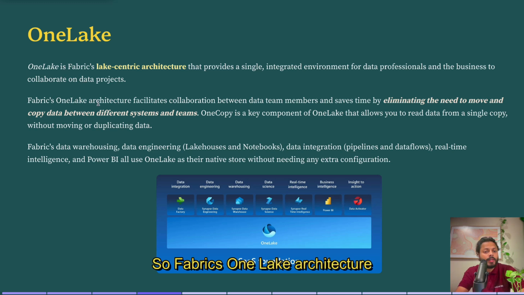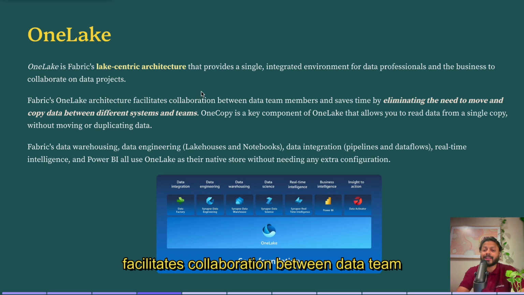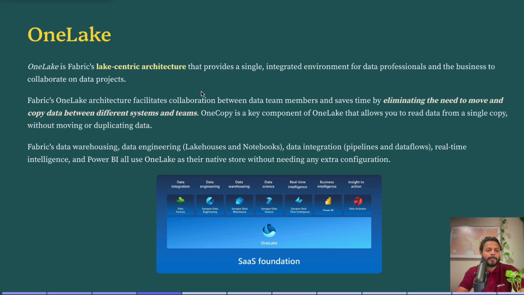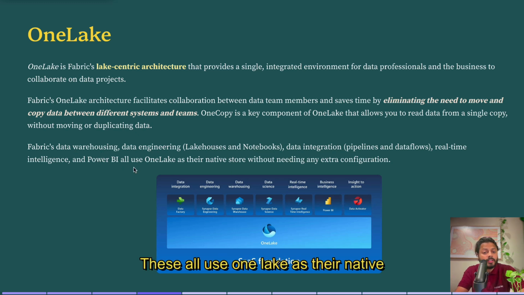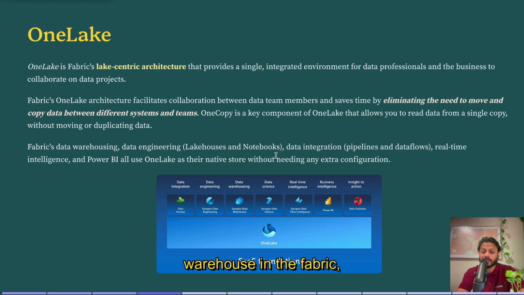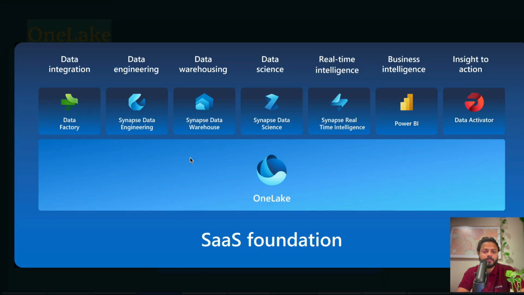Right? So Fabric's OneLake architecture facilitates collaboration between data team members and saves time by eliminating the need to move and copy data between different systems and teams. This is really important. And Fabric's data warehousing, data engineering, data integration, real-time intelligence, and Power BI, this is what we will talk about. These all use OneLake as their native store without needing any extra configuration. So it's not like you have to configure to store your data in OneLake. It will automatically store there. Even if you are creating a lakehouse or a warehouse in Fabric, it will ultimately save the data in OneLake. So this is how the diagram will look.